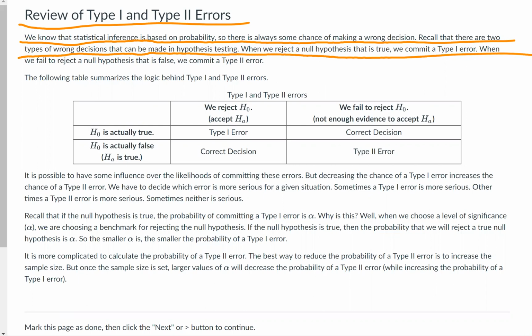When we reject a null hypothesis that is true, we commit a type 1 error. When we fail to reject a null hypothesis that is false, we commit a type 2 error. So a type 1 error, like I said, is when we reject a null hypothesis that is true. That's like saying an innocent man is guilty. You know, we said innocent until proven guilty.